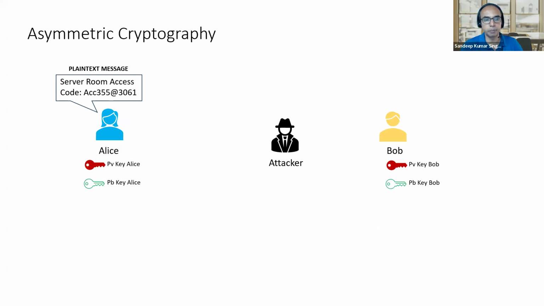In asymmetric key cryptography, each user has two keys, right? A private key and a public key. So you can see Bob and Alice both have keys.